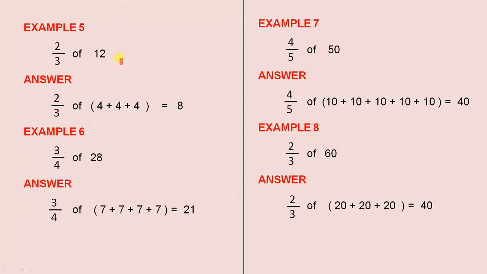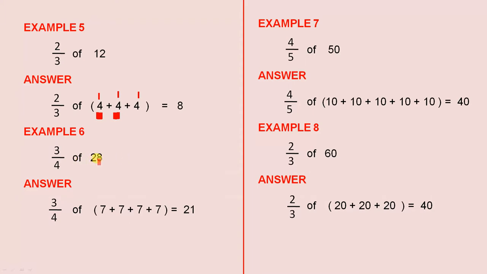2/3 of 12. The 3 tells us that the 12 is divided into three groups. Remember, all of these groups are equal. The 2 tells us that we are interested in two of those groups. So if we take that one and that one, that's a total of 8. And that's why 2/3 of 12 equals 8.